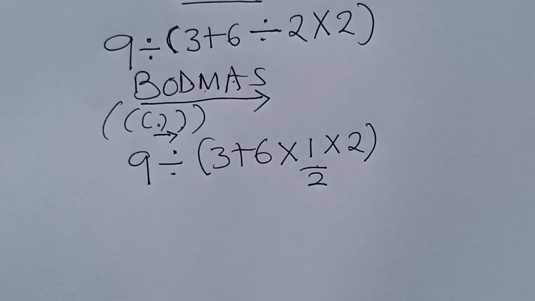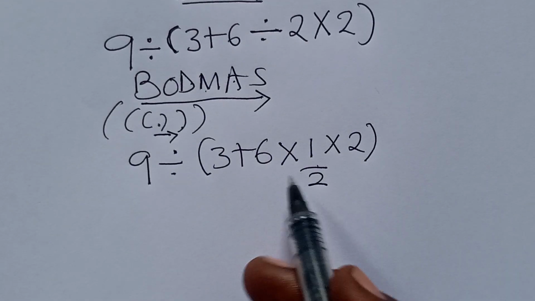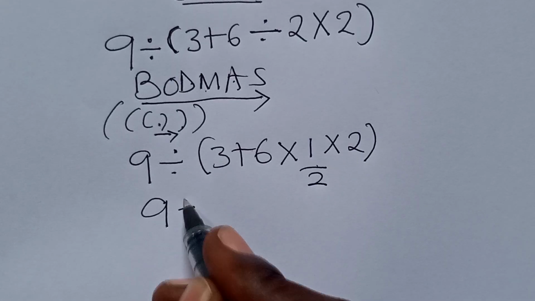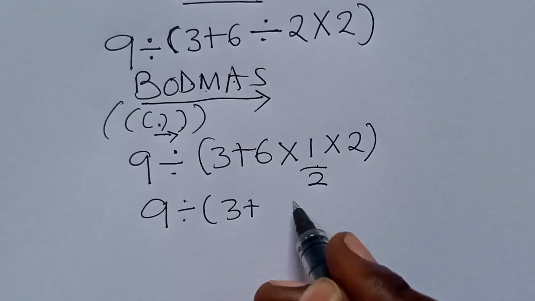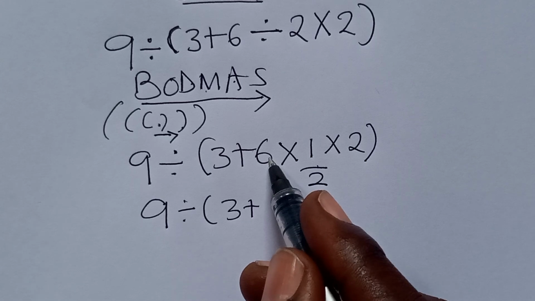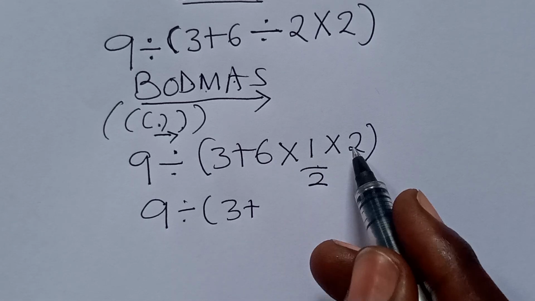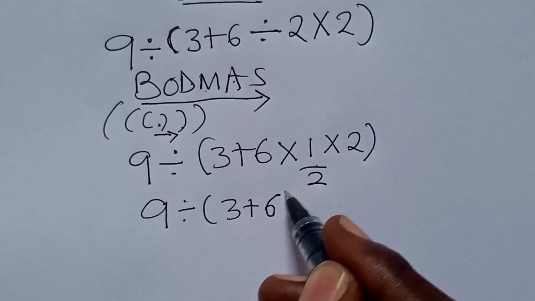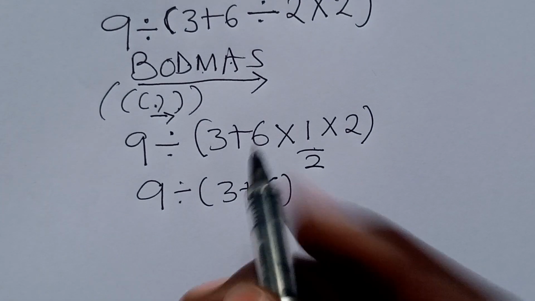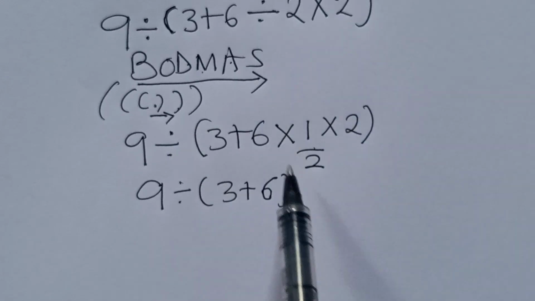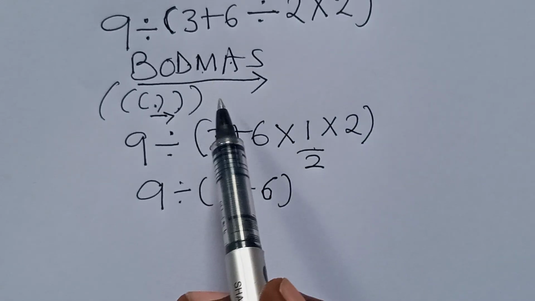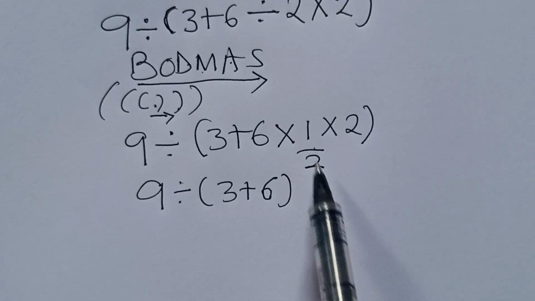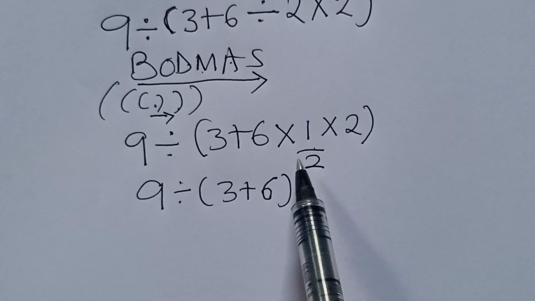So this is what we have. Now we've treated division, so now let's follow multiplication. Let's write this: 9 divided by 3 plus, and the multiplication is the same thing as 6 times 1 times 2 divided by 2. But we know 2 will divide 2, and we're just left with 6. So now we're done with division. The next one is multiplication, which is 6 times 1 times 2. Then we know that 2 will divide 2, and we're left with 6.